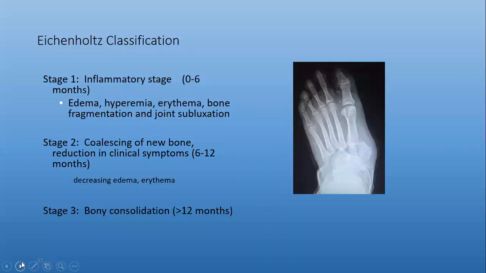So our classifications. I'm not sure how far everyone is in learning about Charcot and their education, but this is just for edification purposes. The Eichenholtz is one of the bigger ones that is talked about. There's multiple different classifications, but this looks at whether patients are in the inflammatory, coalescent, or consolidation phase. The numbers written in this chart are not steadfast, especially in stage 2. Stage 2 can last for a long time, especially if the patient is not taken off their foot.